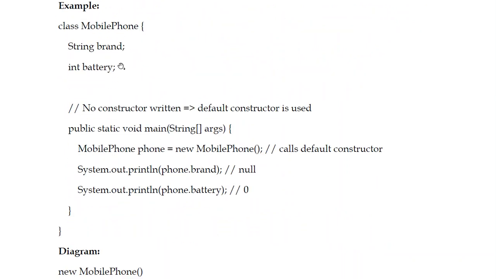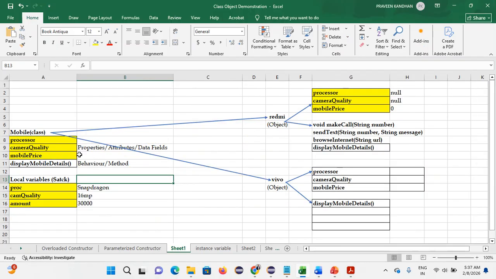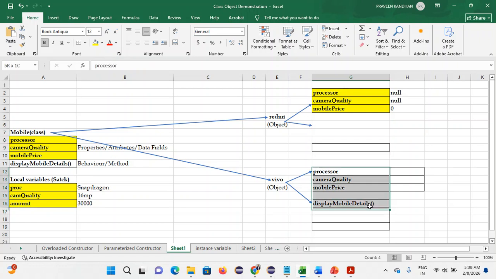So what's the class name? Mobile phone. Data members are brand and battery. I'm not giving any constructor. What is happening initially? That is what we are discussing with real-time examples. See here: this is the class area, this is the stack area, and this is the heap memory where the object comes. I'm deleting these fields; initially they are not required for this program. It looks like this.